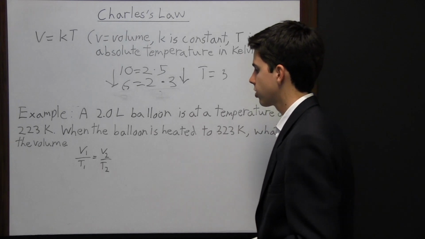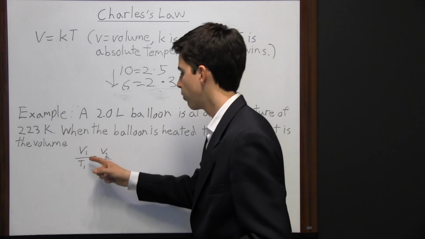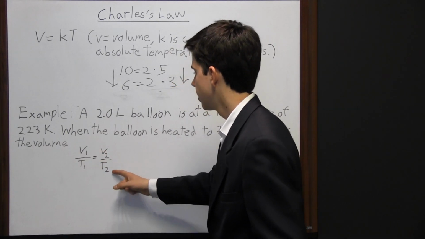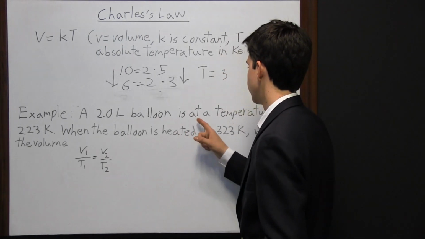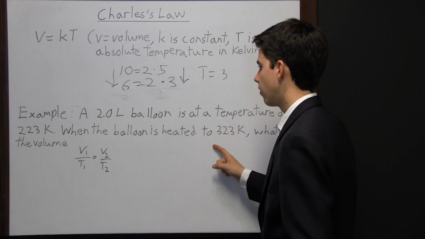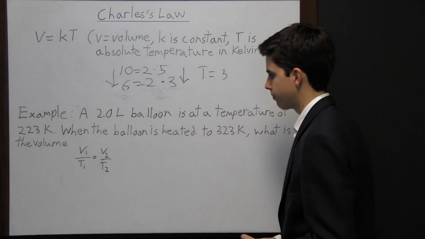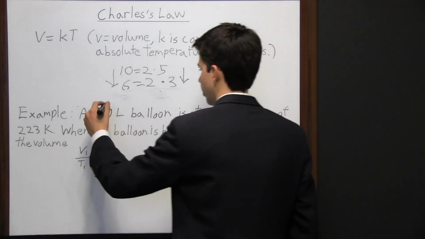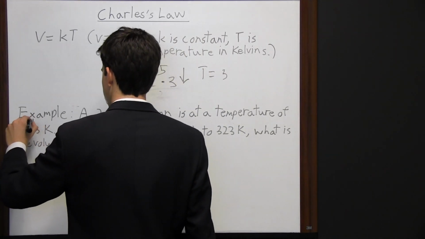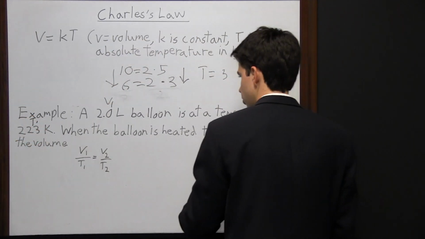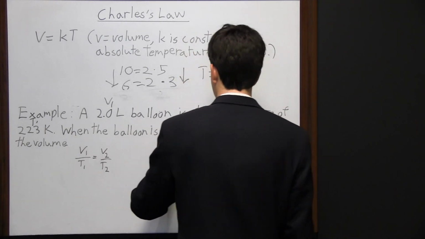Now, I want to look at a more practical application of Charles's law. We can also express Charles's law like this. V1 divided by T1 equals V2 divided by T2. Now look at this example problem. A 2.0 liter balloon is at a temperature of 223 Kelvin. When the balloon is heated to 323 Kelvin, what is the volume? So this is the first volume right here, so that's V1. It's at a temperature of 223, so that's T1. Then the balloon is heated to 323, so that's T2. And then what is the volume? So V2 is what we're looking for here.